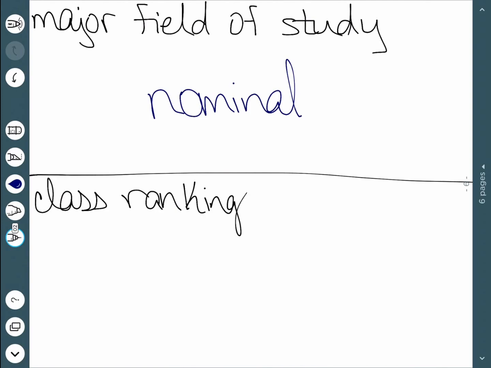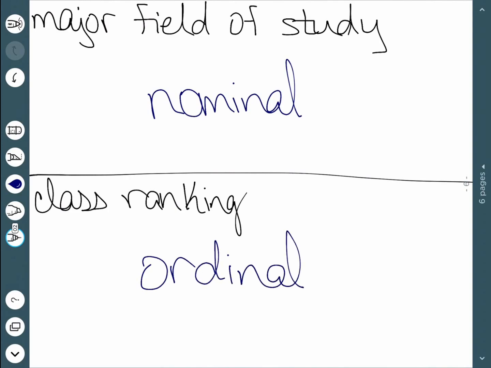As far as class ranking goes, in this case, we're referring to things like freshman, sophomore, junior, and senior. We can definitely classify those, and they can be ranked. However, we can't really have meaningful, precise differences. So this one is going to be ordinal.